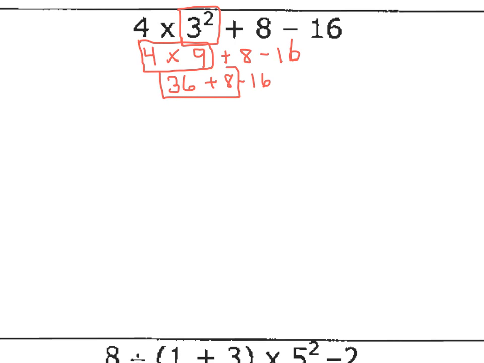So we first have to add. 36 plus 8 is 44. And then we have 44 minus 16. Box it. We solve it. 44 minus 16 is 28. And that is your final answer.